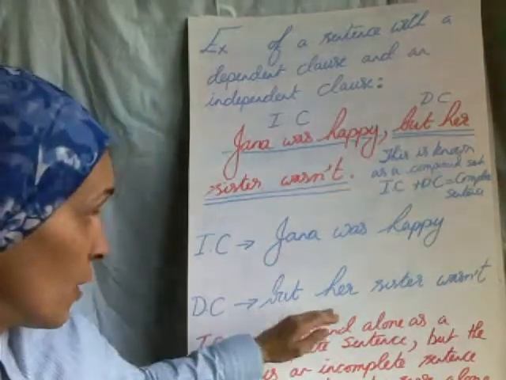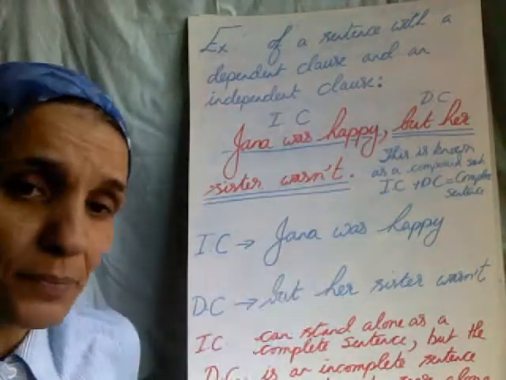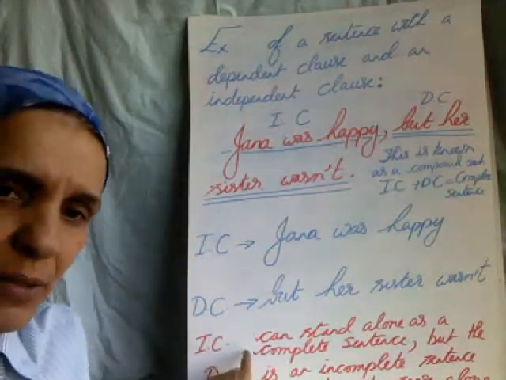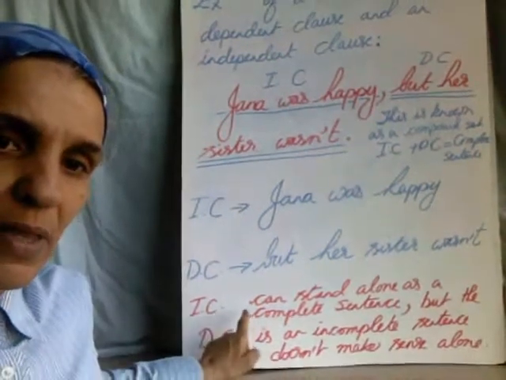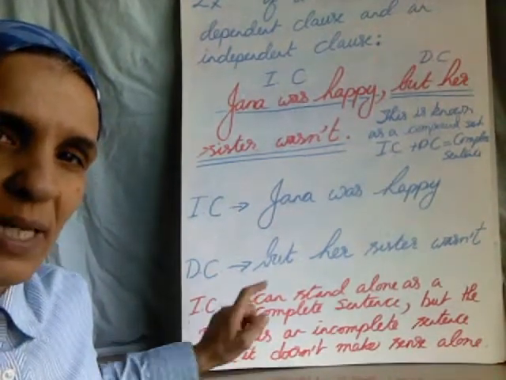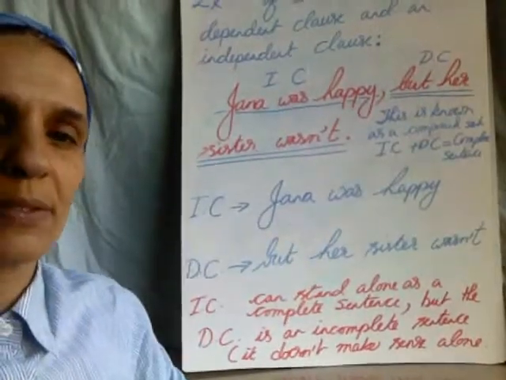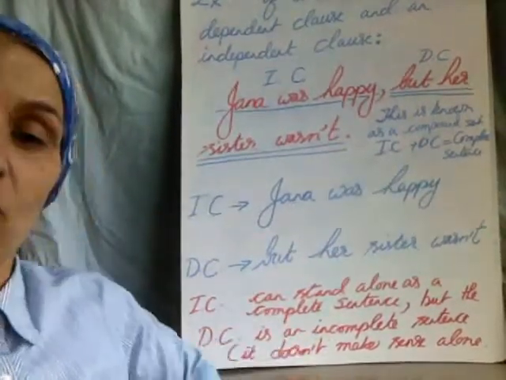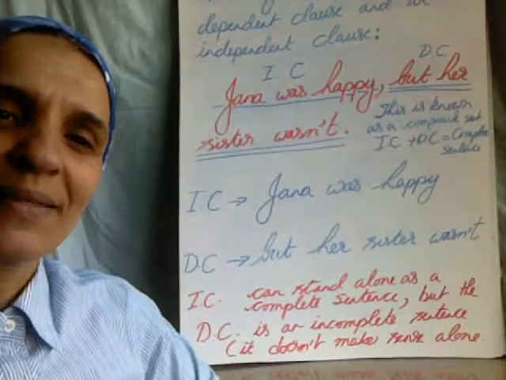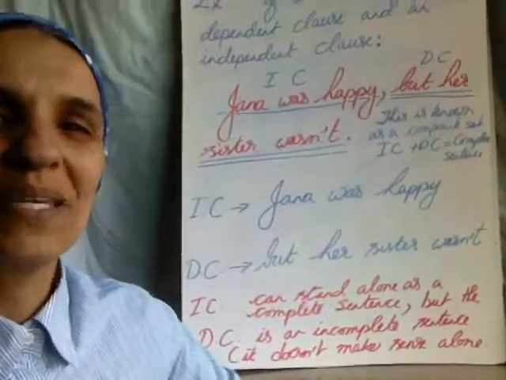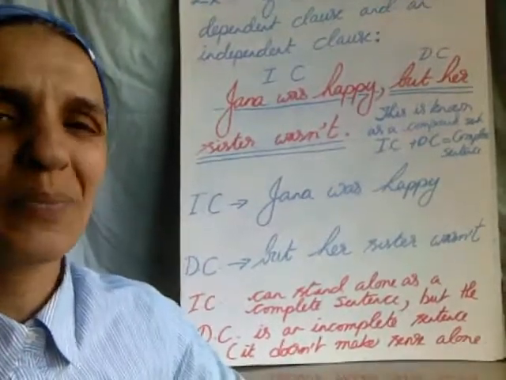It cannot stand alone here. But her sister wasn't, it doesn't make sense. So I'm just repeating again to remind you, okay? The independent clause can stand on its own as a complete sentence. Jannah was happy makes perfect sense. The dependent clause is an incomplete sentence. It cannot stand on its own. But her sister wasn't cannot be a sentence on its own. Okay, it doesn't make sense.